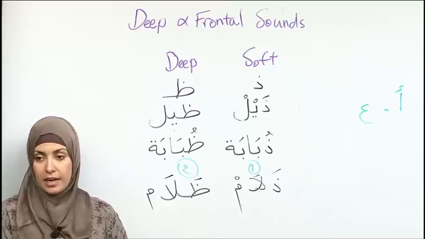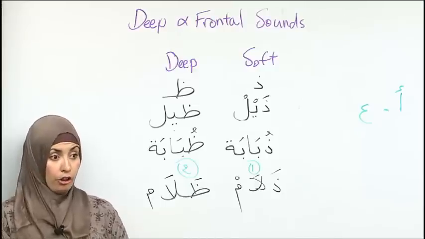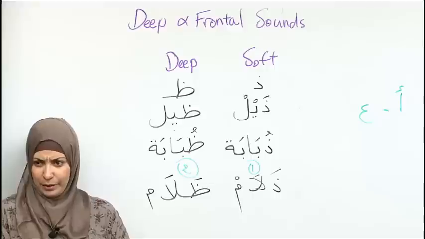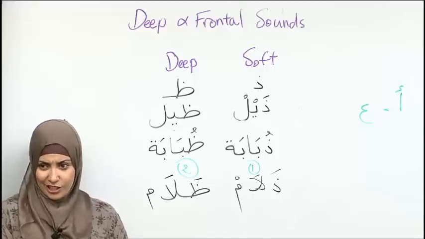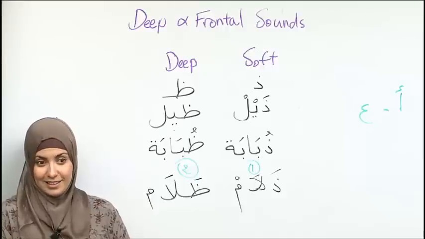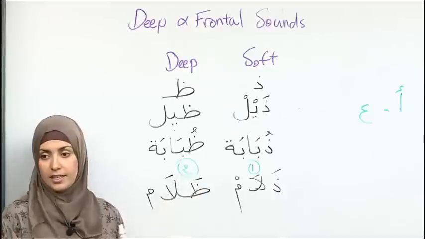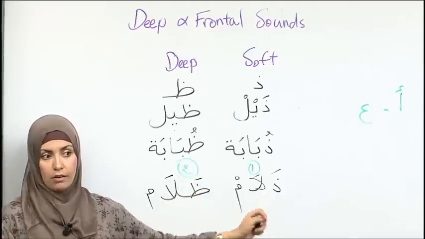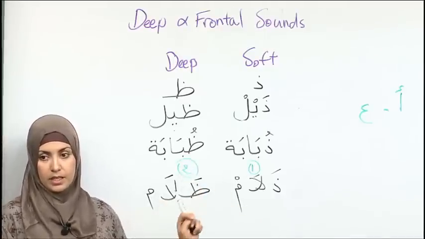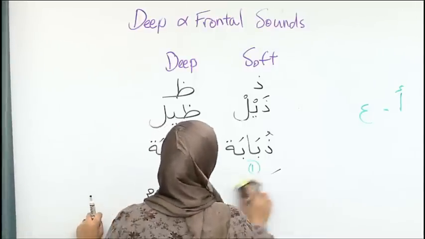You have the sound in English. So if I say this as this, that's going to sound weird, right? This is compared to this is. So the soft one is this one. The deep one is the second one. Soft and deep. Soft and deep. Okay? So let's take another one.